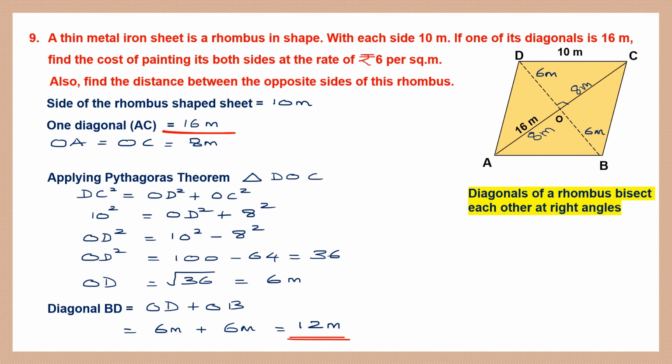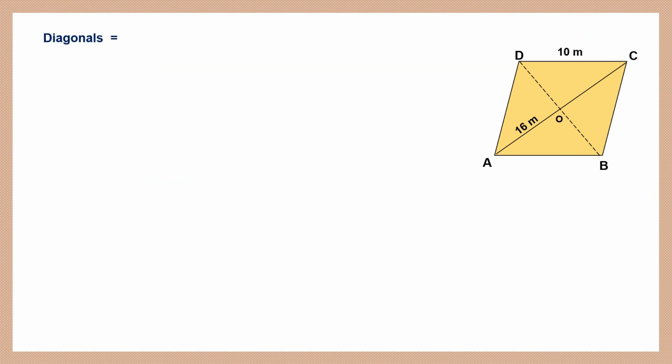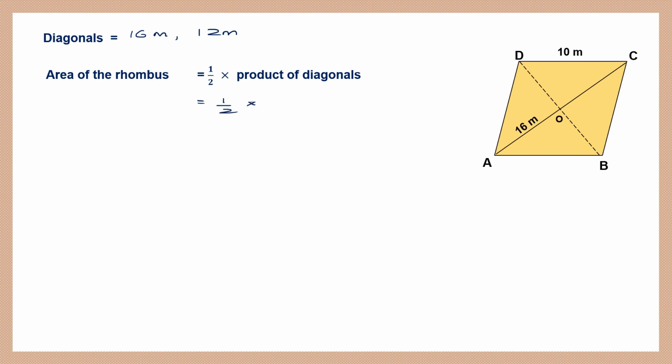Now since we have both the diagonals, we can find the area. So let's go ahead and find the area of this rhombus. Now that we know the measurement of the diagonals, one is 16 meters and the other is 12 meters, we can find the area of the rhombus: half into product of diagonals. So that is 1 by 2 into 16 meters into 12 meters. Now let's multiply. So here I can say 2 8s are 16. Now 8 into 12 is 96. So that is 96 meters square. We have found the area.